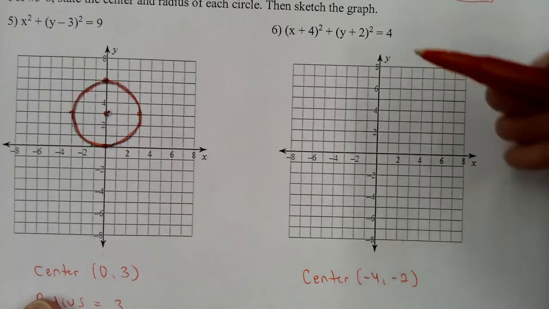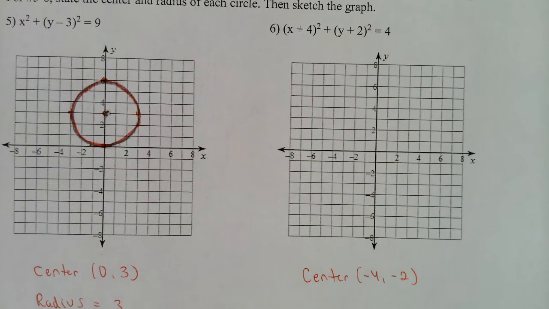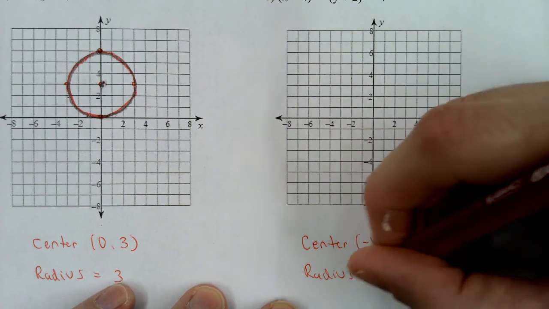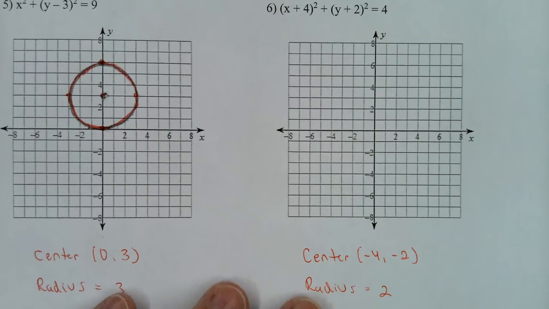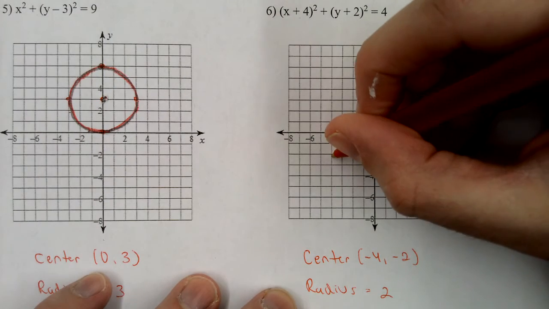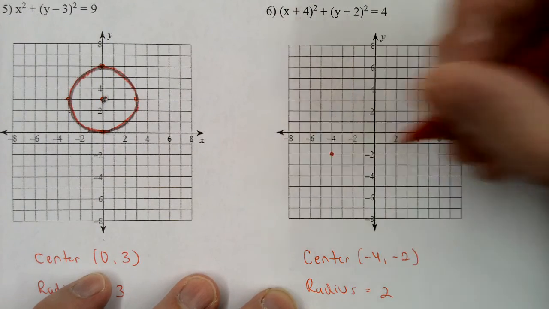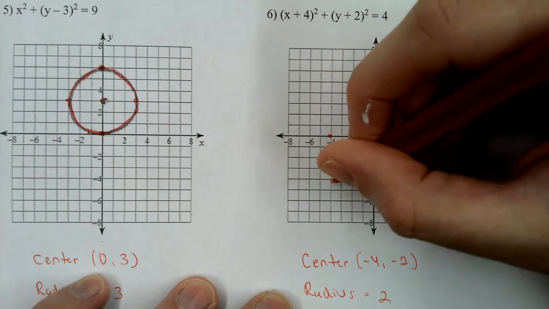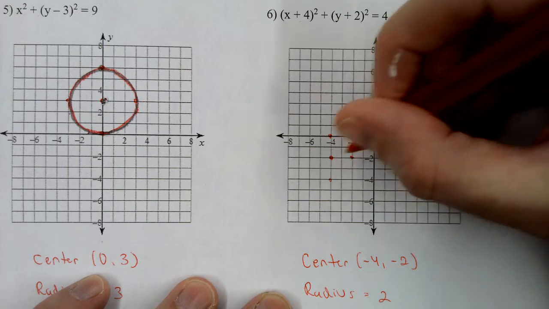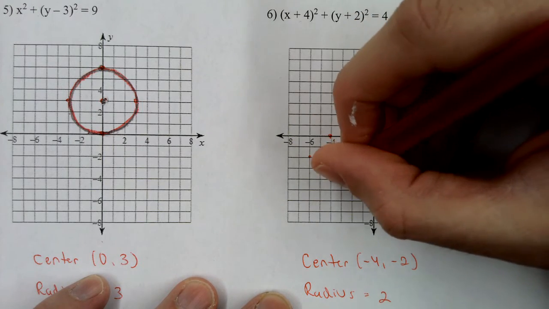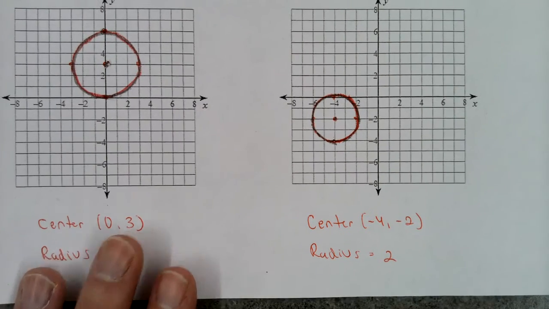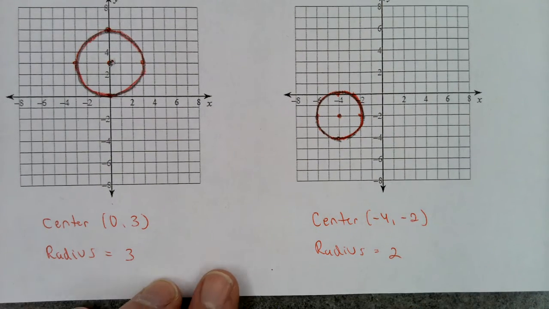Has a radius equal to the square root of 4, which equals 2. Graph the center first, -4, -2. The radius is 2, so you go up 2, plot a point, down 2, plot a point, right 2, plot a point, left 2, plot a point, and then draw your circle. Try that first. Ta-da! Something like that's good.